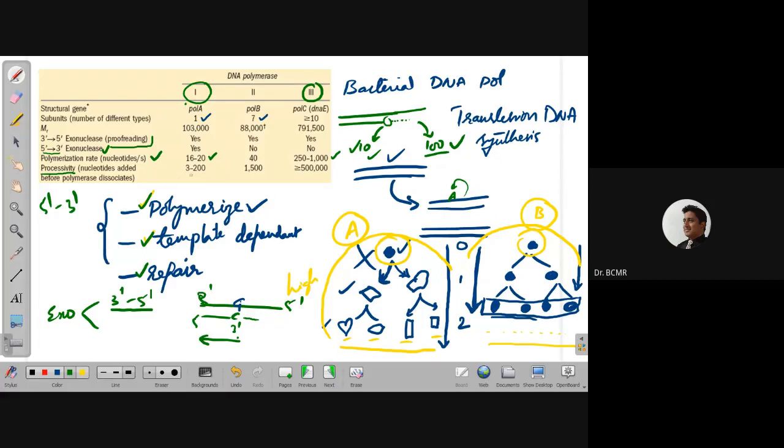So here it means before polymerase dissociates, it adds up to 200 bases, whereas type 2 is 1500, and type 3 is, you can see, 5 lakh bases before it dissociates from the primer template. Can you tell me why DNA Pol 3 has higher processivity?